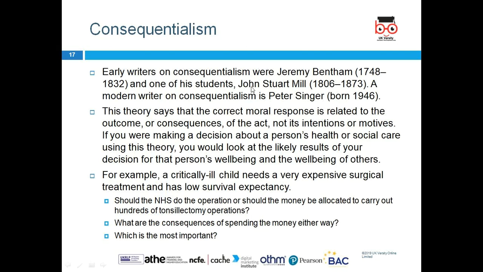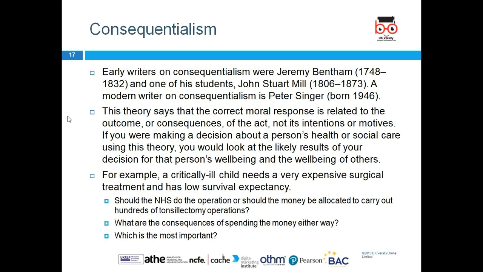were Jeremy Bentham and one of his students, John Stuart Mill. And then a modern writer updated this. He was called Peter Singer, and he was born in 1946. This was updated by him quite a long time after the first two worked on it. This theory says that the correct moral response is related to the outcome or consequences of the act and not its intentions or motives.